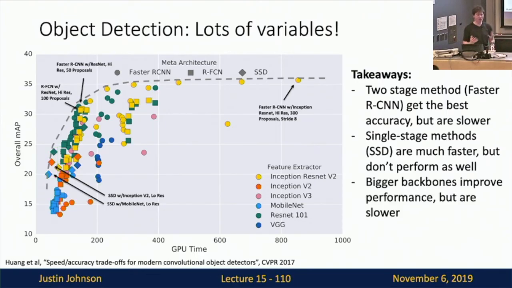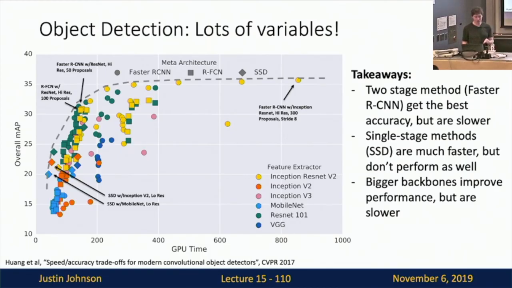The other takeaway is that bigger networks tend to work better. If you compare using a tiny network like a MobileNet to a very large network like a ResNet-101 or an Inception ResNet v2, then as you use larger backbone networks, your performance tends to improve. Okay, so those are the takeaways you should have about these different high-level choices in object detectors.